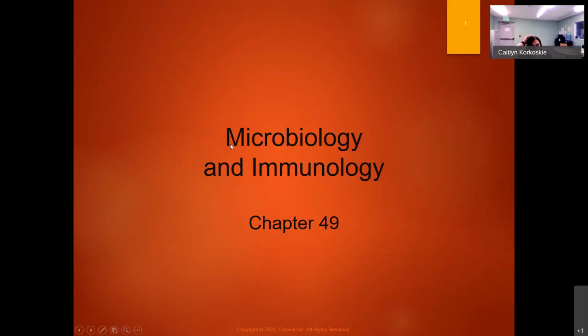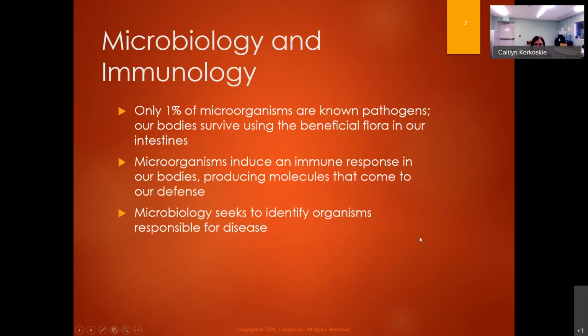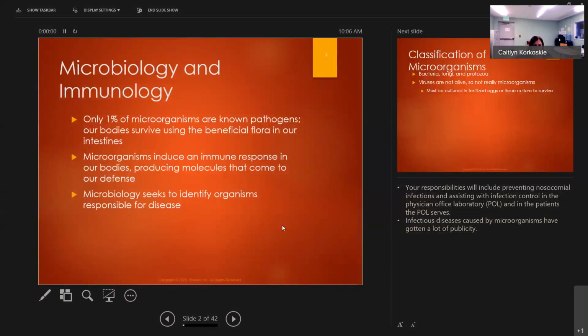Okay, so we are going to go over the final chapter in the laboratory section of your book. This is for microbiology and immunology. This covers all the things that aren't the blood tests, like culture tubes, strep tests, or stool studies. All of those other things that don't contain blood is what microbiology is, which is also the study of microorganisms. But only 1% of microorganisms are known pathogens in the body system.